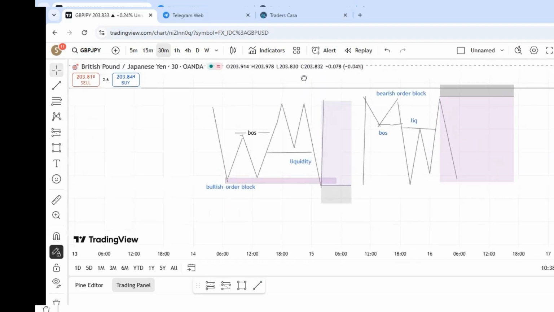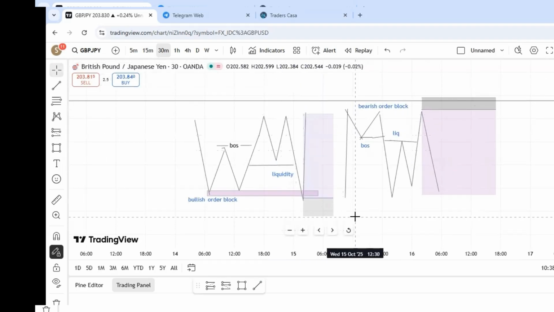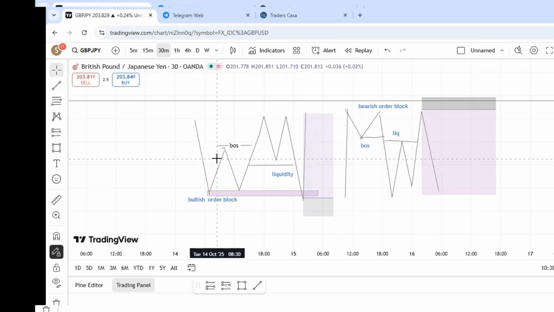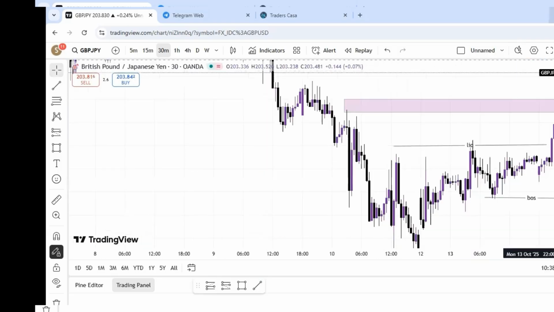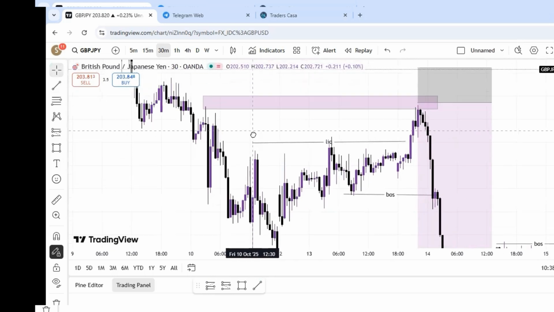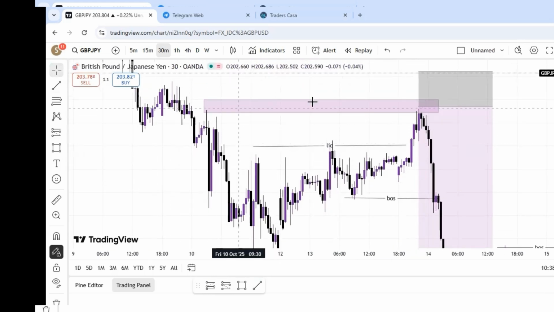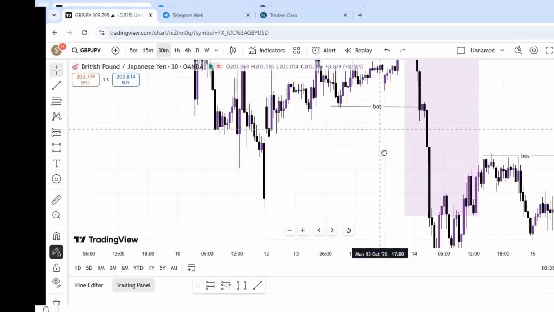So this is basically how I trade. Order block, liquidity and market structure. So let's go to the charts. This is what I was trying to explain here: liquidity, order block, and break of structure.